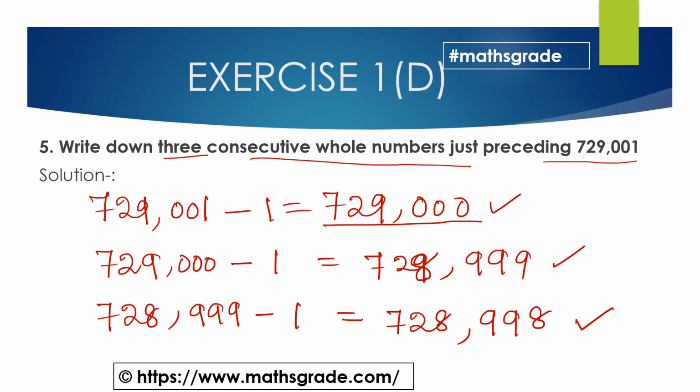These are the 3 consecutive whole numbers: 729,000, 728,999 and 728,998. These are the 3 consecutive whole numbers just preceding 729,001. 729,001, this is 729,000, 728,999 and 728,998. These are the 3 consecutive whole numbers preceding this number 729,001.